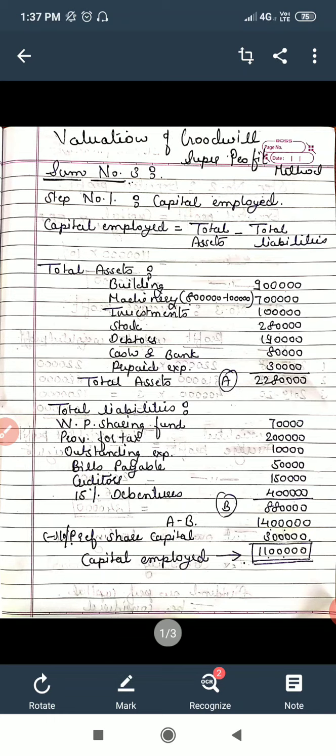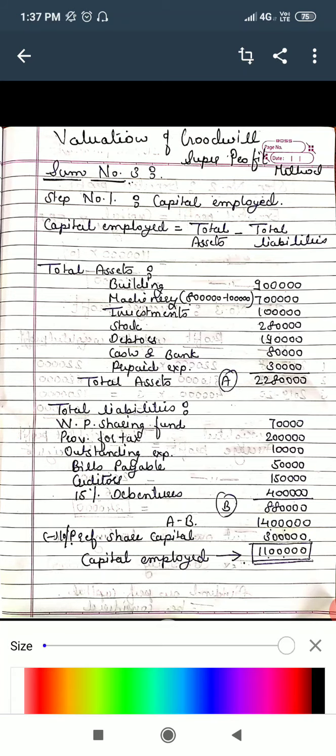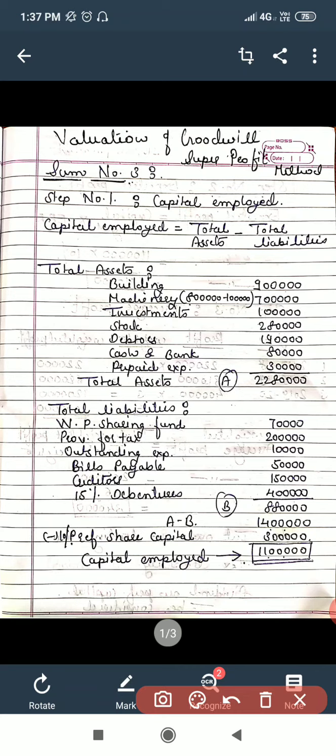Today we are going to understand question number 3 from the chapter Valuation of Goodwill. Okay, let us start. Sum number 3, valuation of goodwill, and which method are we going to talk about? Super profit method. Okay, fine. Now, how many steps do we have to go through? There are a total of 5 steps.